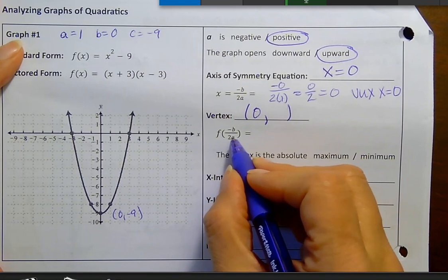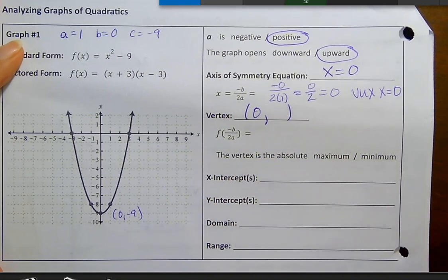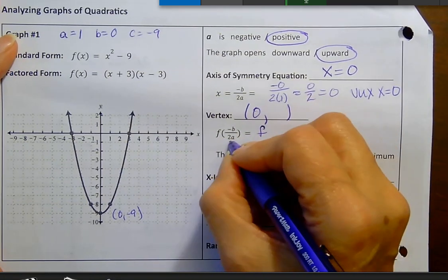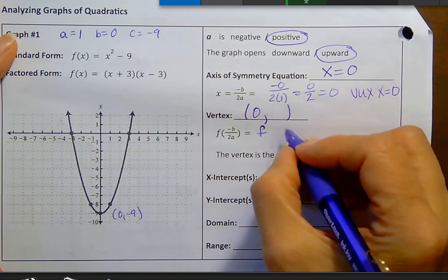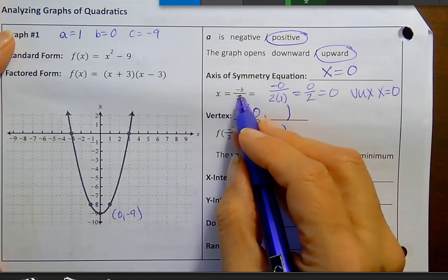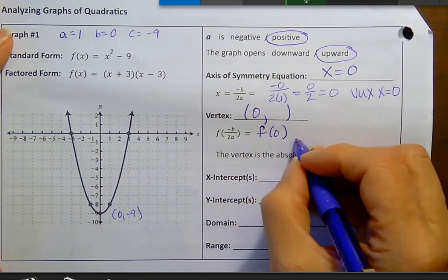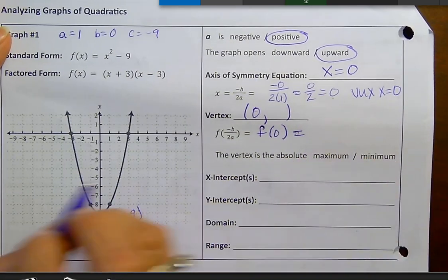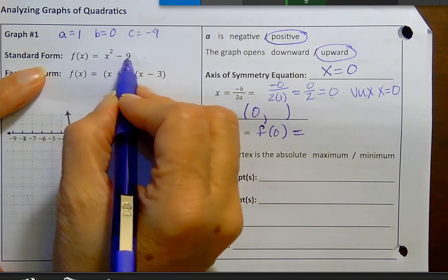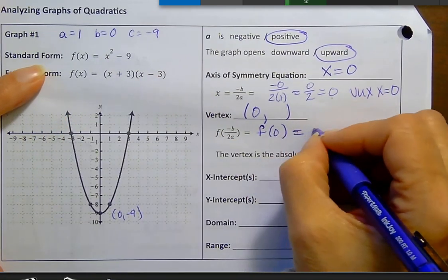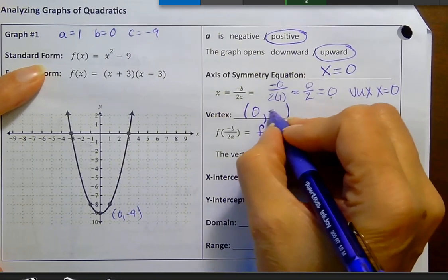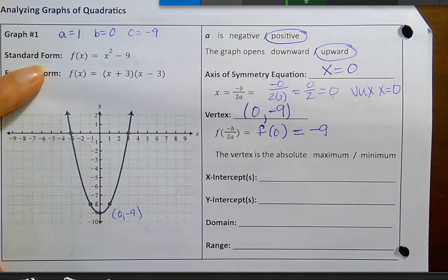Remember, the f of x is the same as the y, for the most part. So I'm going to say the f of x, when x is 0, because that's what we figured out. The f of 0, negative b over 2a, we just said is 0. So what happens if I plug in x equals 0? Well, if x is 0, 0 squared minus 9 is just negative 9. So the f of 0 is negative 9. That's telling you that the output is negative 9 if the input is 0.